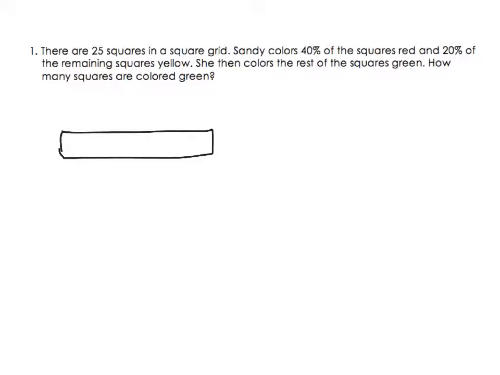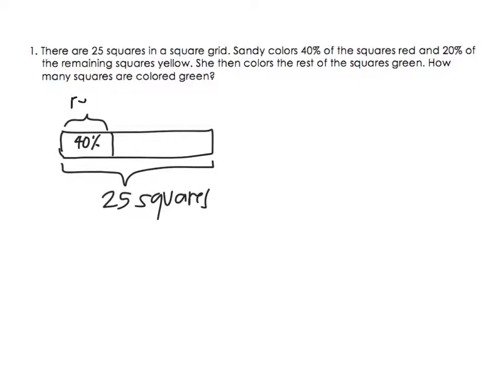So when I draw a line over here and write 40%, I'm thinking carefully that it must not be big enough to cover more than half of the bar. We can also label the whole bar so that we can see how many squares make up 100%, and this is 25 squares. We can label this part red and then put our focus on this part of the problem, which says 20% of the remaining squares are yellow.